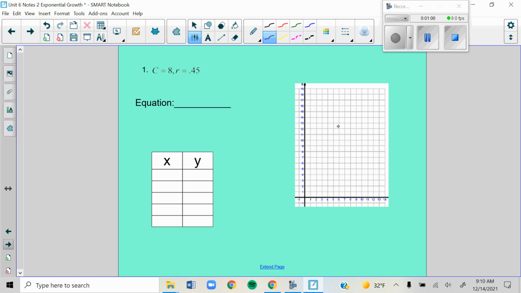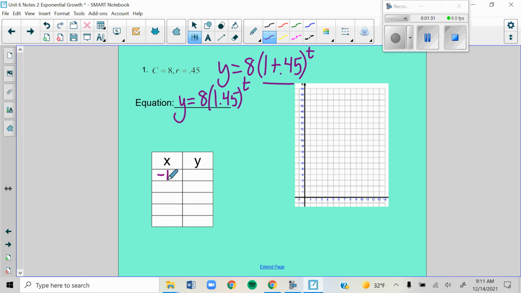So let's go ahead here. I'm going to write off to the side before I fill in where it says equation. 8, and then in parentheses, we're going to be thinking 1 plus my r value, which was not a percentage. And so here's my work. I need to simplify and add those two to make this my equation. So now I can write in my equation y equals 8, and then in parentheses 1.45 to the t. Just like in all of the examples that we did in 6.1, we started at -1 and we went up to +3.